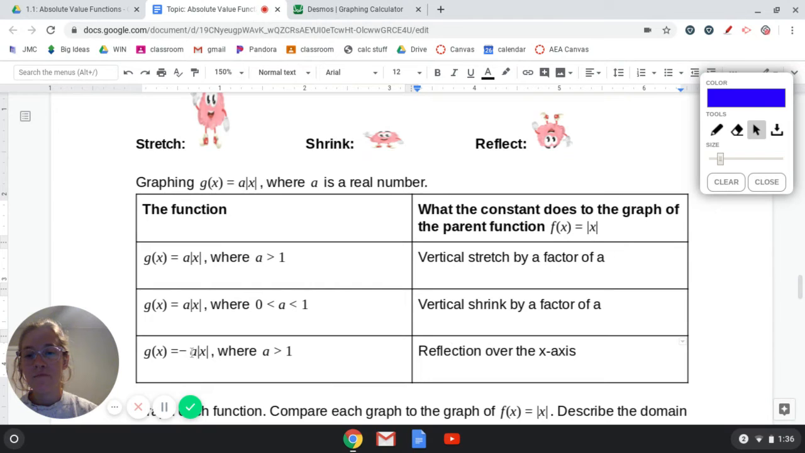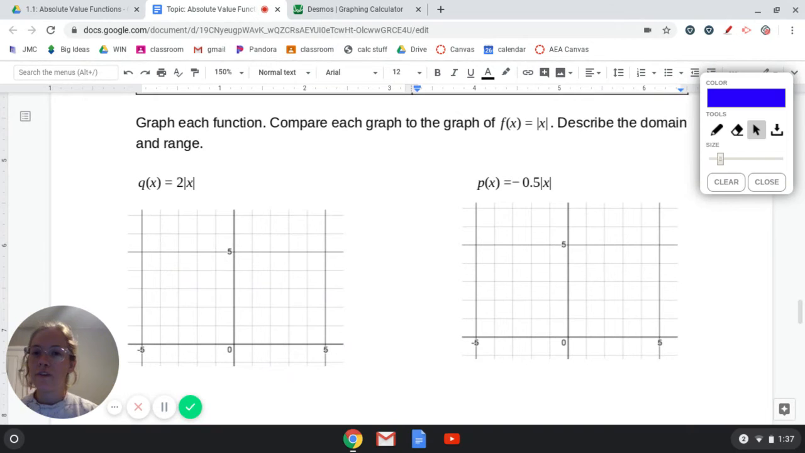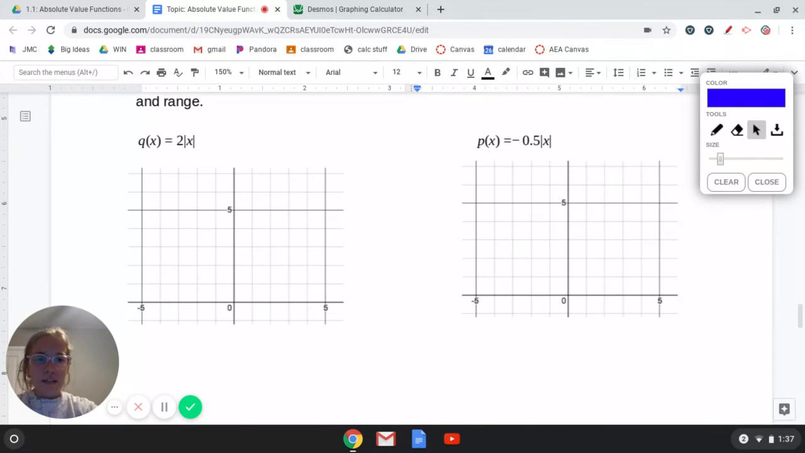Graph each function and then compare them to the graph of f of x equals the absolute value of x, and we'll describe the domain and range. Okay, so I'm going to do the same thing like I did in the last video, make a table of values for one of them, and then use a different method for the other one. So let's do this table of values again. So we got x and q of x.